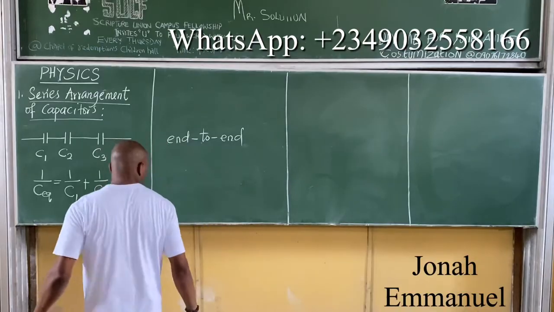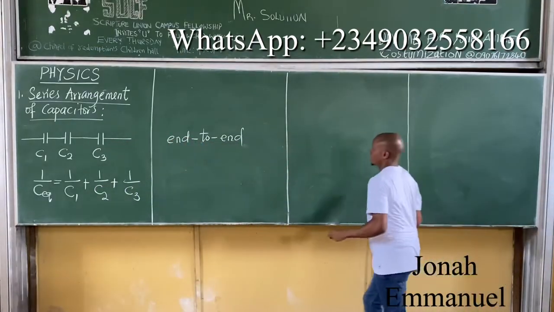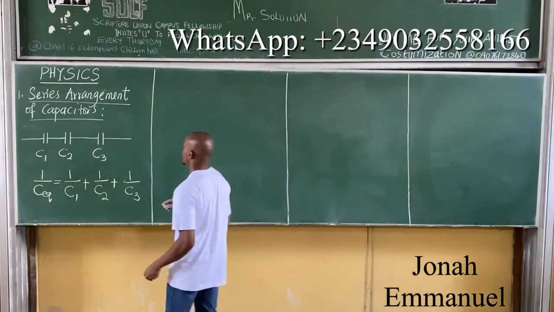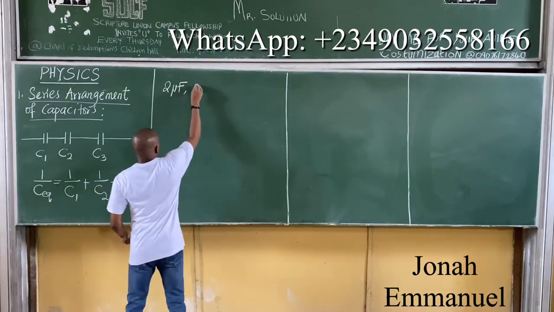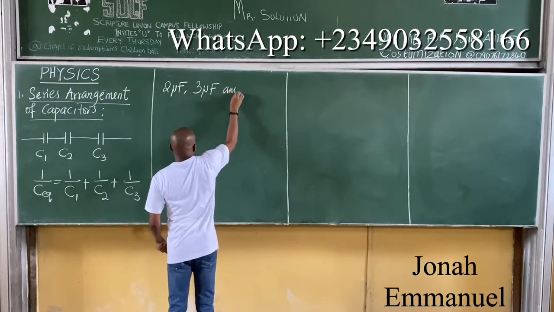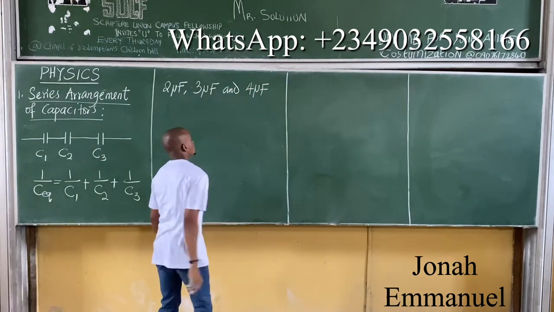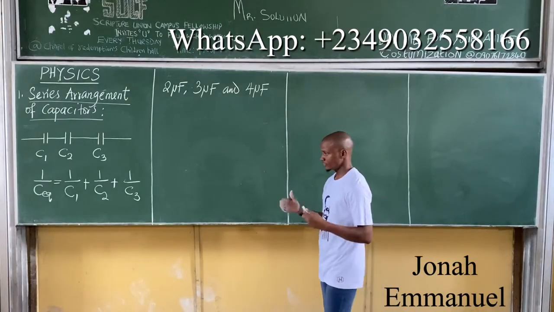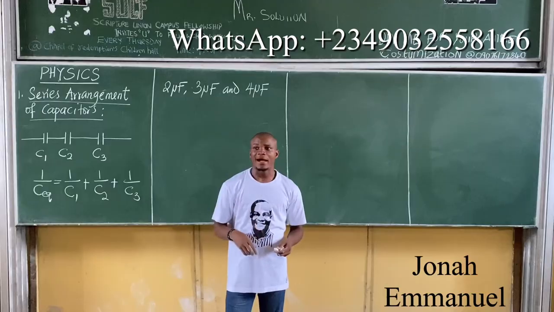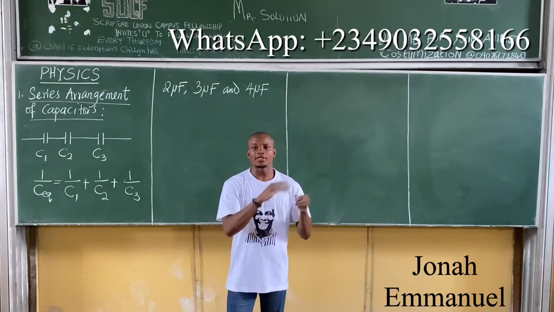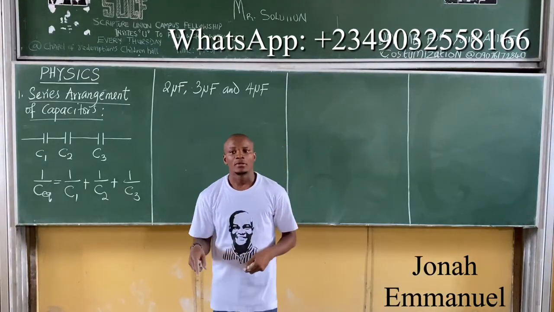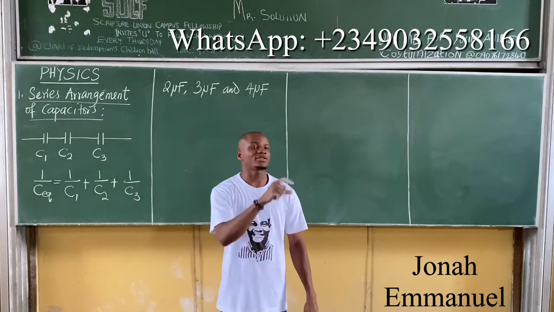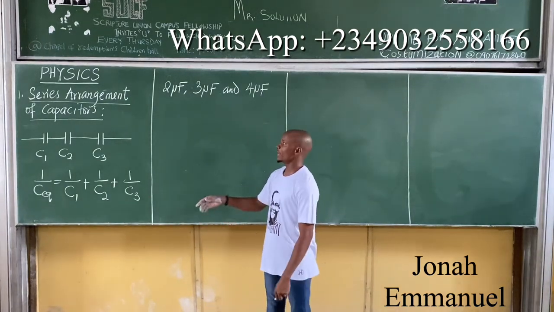Example one. Three capacitors of capacitances 2 microfarad, 3 microfarad, and 4 microfarad are arranged in series from point A to B, as shown. Please capital A, capital B.